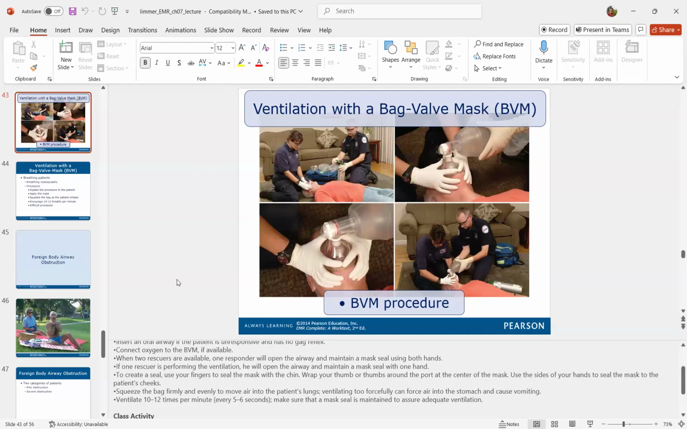We're going to squeeze the bag firmly and evenly to move air into the patient's lungs. Ventilating too forcefully, again, is going to allow air to go into the stomach, and it's going to cause vomiting, which can cause aspiration and pneumonia and all this other stuff. Anytime we ventilate somebody, we're going to do it at 10 to 12 times per minute. For the EMR level, it's 10 to 12 times per minute. So we're going to give a breath every 5 to 6 seconds. Make sure you've got a good seal and maintain adequate ventilation.